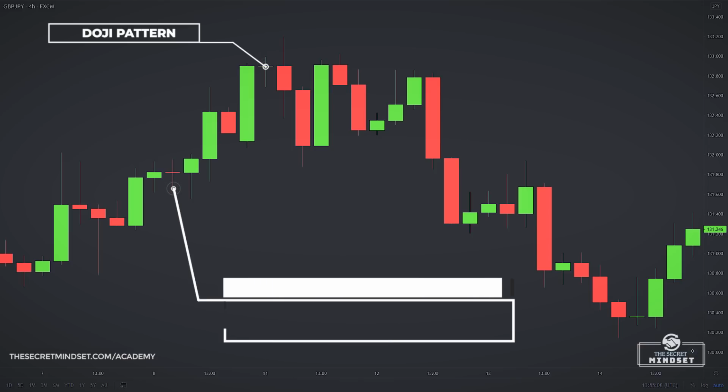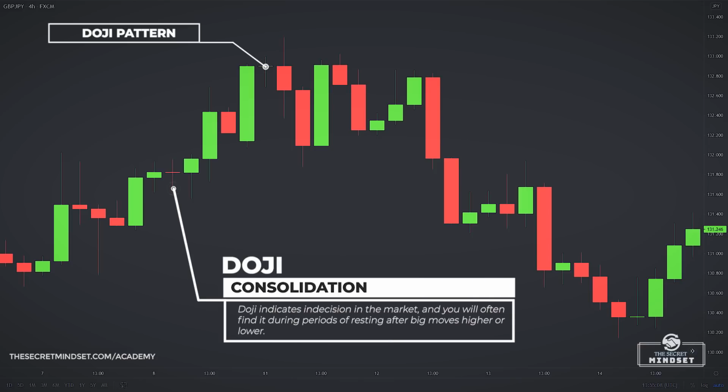However, always remember that a doji indicates indecision in the market, and you will often find it during periods of resting after big moves higher or lower.